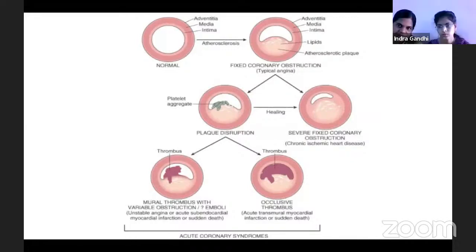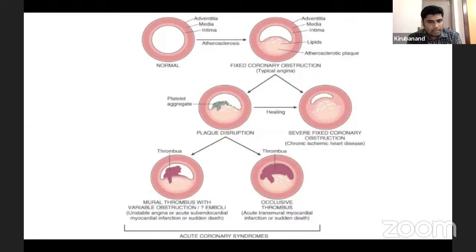Correct? Yes, sir. So can you say what is the reason for ST elevation MI and what is the reason for NSTEMI? It's mainly due to infarction. Full thickness ischemia leads to STEMI, sir. Yes, this is transmural myocardial infarction.